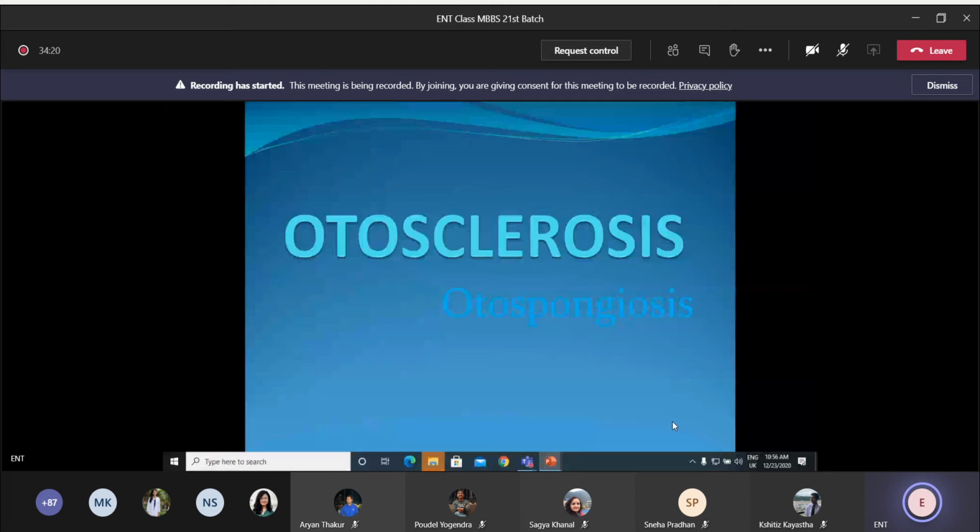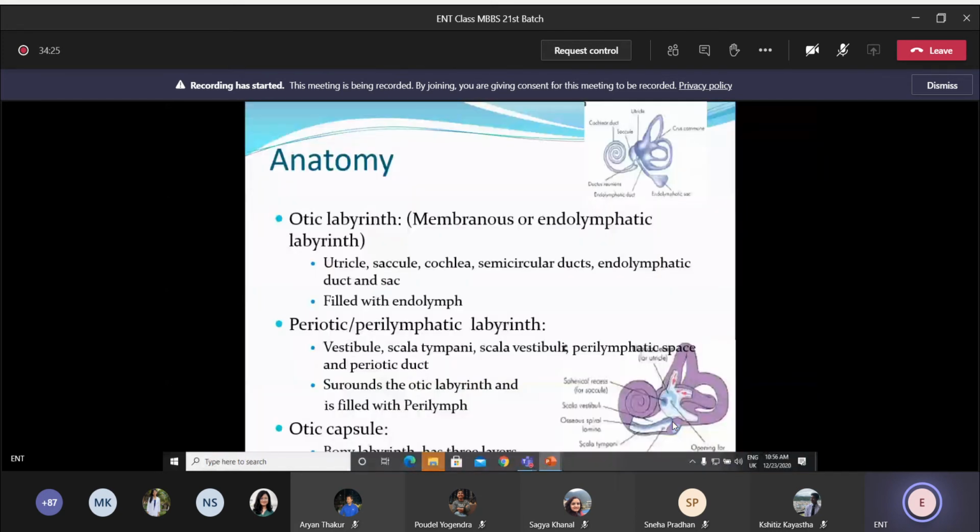Before we start off, we have to recapitulate some of the anatomy of the inner ear. So I guess you all know the anatomy of the inner ear. There's a membranous labyrinth, there's a bony labyrinth. The membranous labyrinth is filled up with a fluid known as endolymph, and the bony labyrinth and the membranous labyrinth have a space in between which is filled up with a fluid known as perilymph. I guess you do remember, don't you? You do? And the otic capsule, the bony labyrinth, has 3 layers.